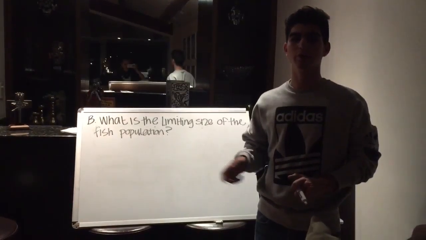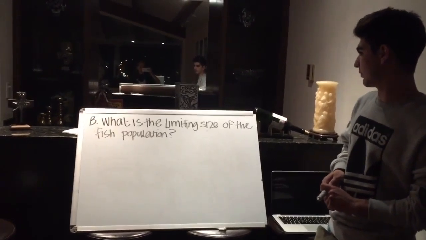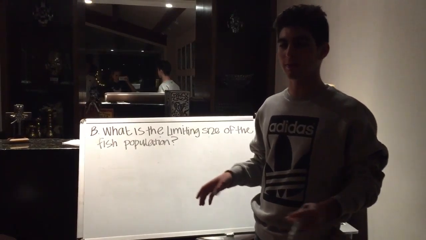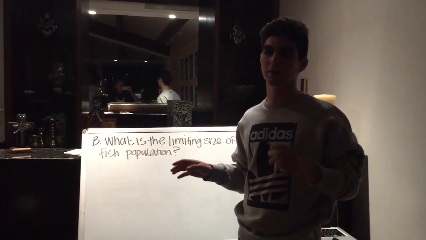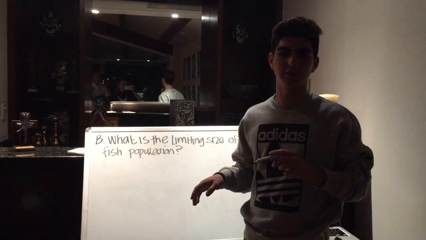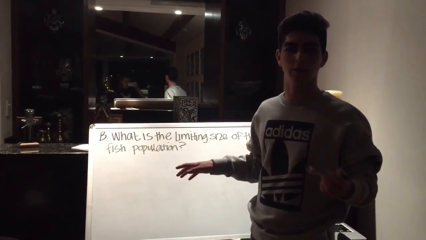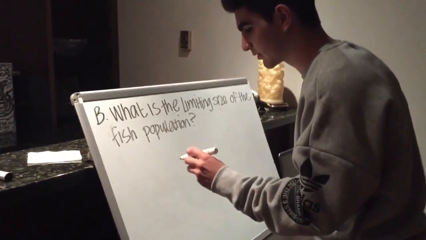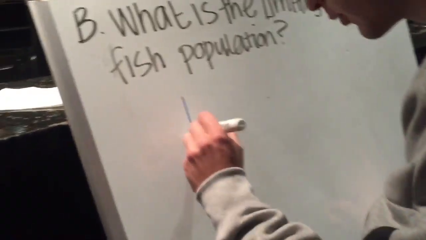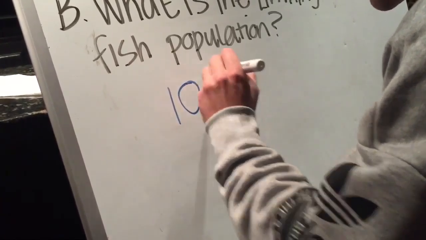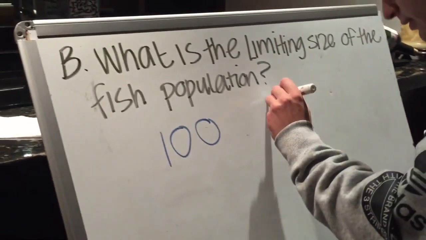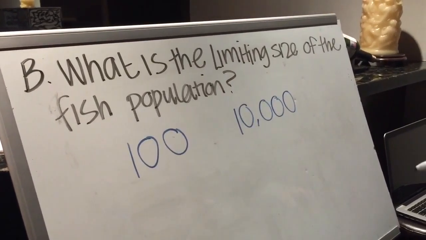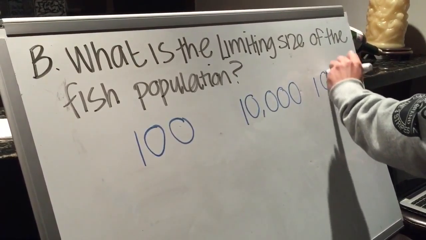Our second question to our problem is to find the limiting size of the fish population. So what we're going to do to solve this problem is to plug in different values of large x's, that is, infinite time, into the equation. We're going to try three different values. The first value that we're going to plug in for the letter t is 100. The second value is 10,000, and the third value is 1 million.